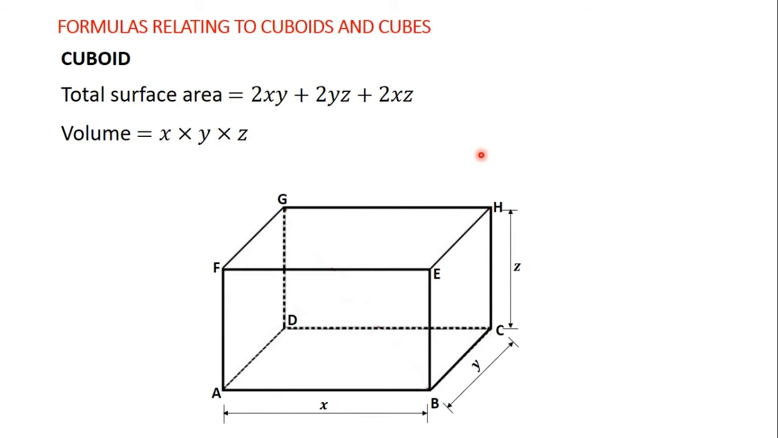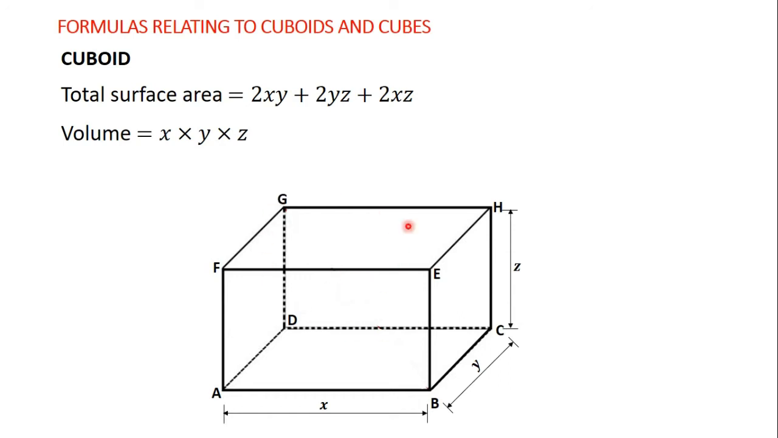Formulas relating to cubes and cuboids. If you have a cuboid like this, just as we've seen, with the length X, breadth Y, and height Z, and all the sides of the cuboid are closed, then the total surface area of the cuboid is equal to 2xy plus 2yz plus 2xz. And the volume of the cuboid is given as x times y times z. That is the length times the breadth times the height. That gives you the volume of the cuboid.